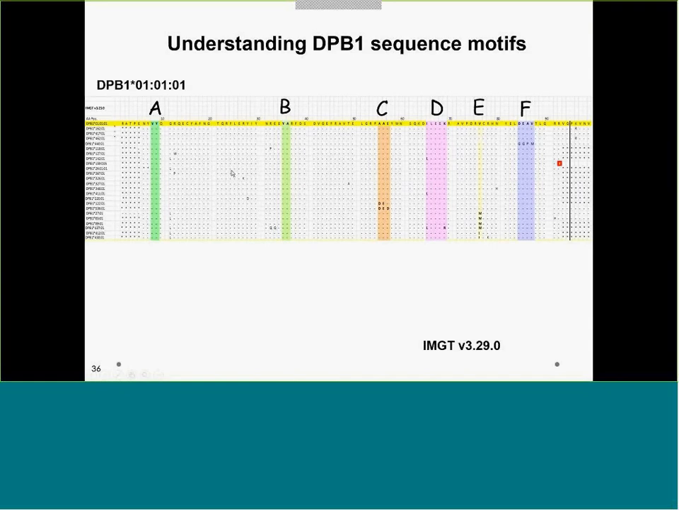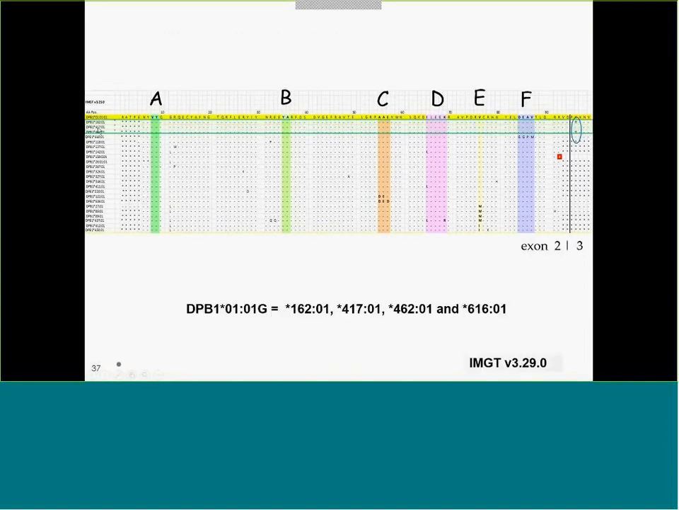And all the rest of these alleles shown below here are all related in some way to the DPB1*01:01 allele. So let's talk about the first level of relationship. Here I've highlighted in green a series of alleles, and these alleles represent the G or P alleles for DPB1*01:01, 162, 417, 462, 616. By that we mean that all these alleles down here at the bottom share all 6 hypervariable regions with DPB1*01:01, and they only differ outside of exon 2.